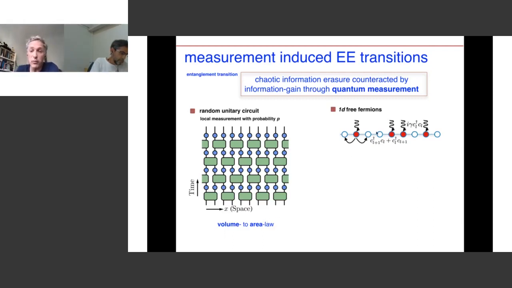Now, in the 1D free fermions, it's a little bit different. In the 1D free fermions, we do not have many-body chaos. And then the transition that happens here is at weak measurement, one has a log entanglement entropy that then makes a transition into an area law at strong measurement. In the case of free fermions, it's well understood that this transition is related to a Kosterlitz-Thouless transition.